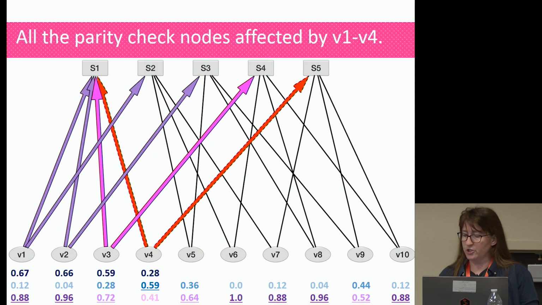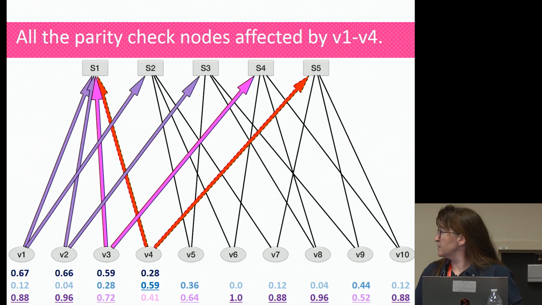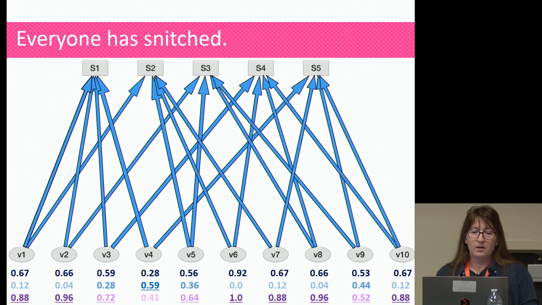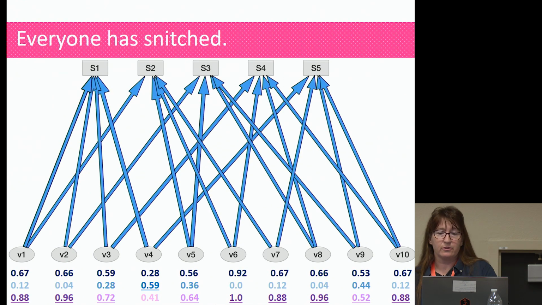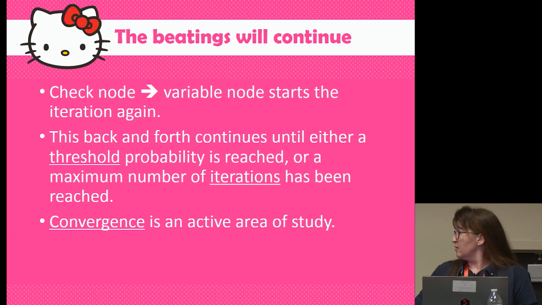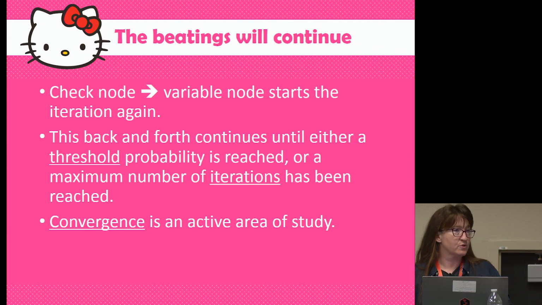Okay, so here's all the parity check nodes that are affected by these bits. Just to show you, we actually affect every one of the sums. They're all kind of connected. And eventually, everybody has snitched on each other. Going from the check node to the variable node starts the iteration again. And it continues until you succeed or you run out of time. And then you move on to the next code word. When you run out of time, that's when you shift out of those bit nodes your result.